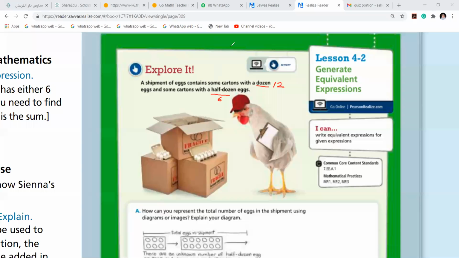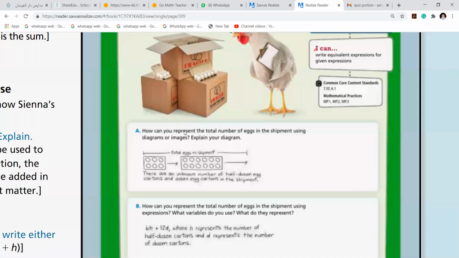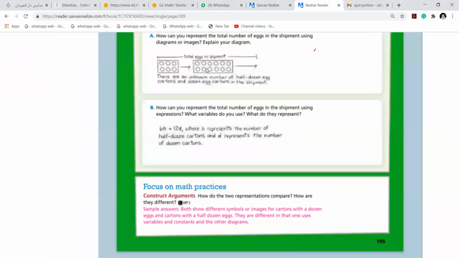Now the question is about a shipment, you can see the shipment here. They are talking about half dozen and full dozen. A dozen means full, that's 12, and half dozen, for half I will make 6, and for full I will make 12. There are an unknown number of half dozen egg cartons, and I don't know how many there are. Unknown means, girls, I will just give a letter X or Y or anything.